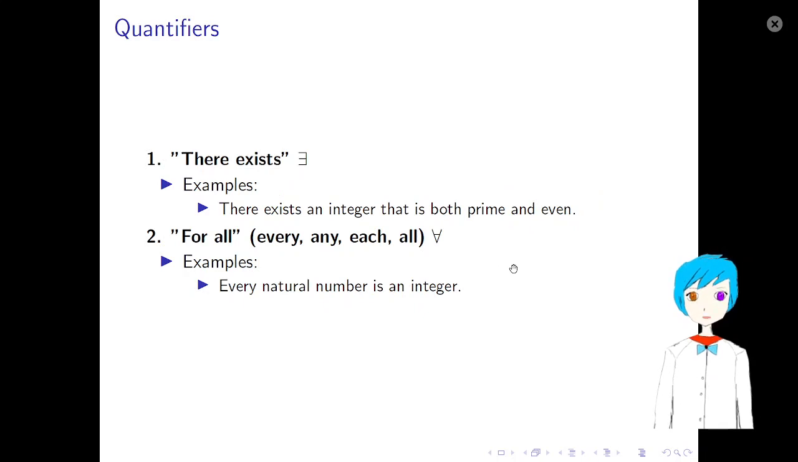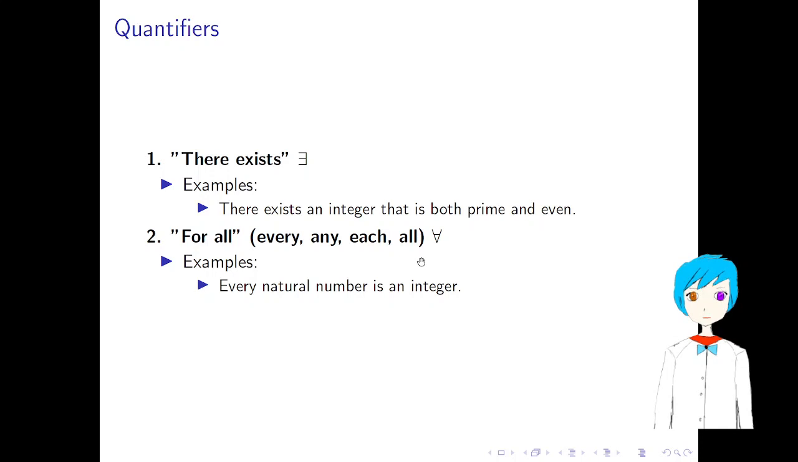So first, we learned the definitions of quantifiers. There are two different quantifiers that exist, and this is a mathematical notation. An example would be: there exists an integer that is both prime and even. This is true because 2 is such an integer. So there exists means there exists at least one. There could be more. We also have another quantifier called for all, or every element, each, and all.